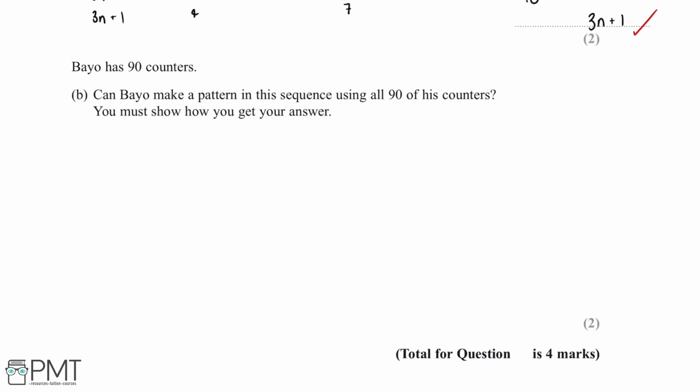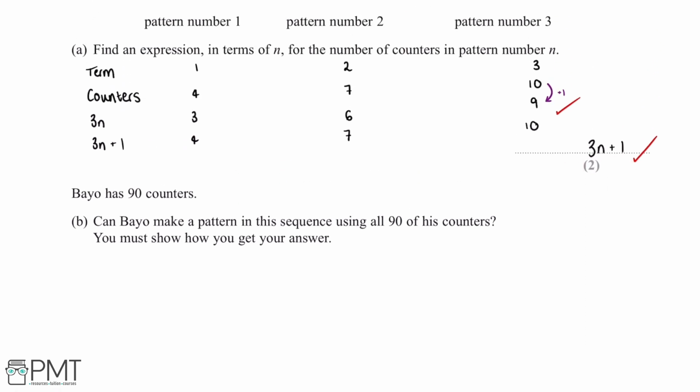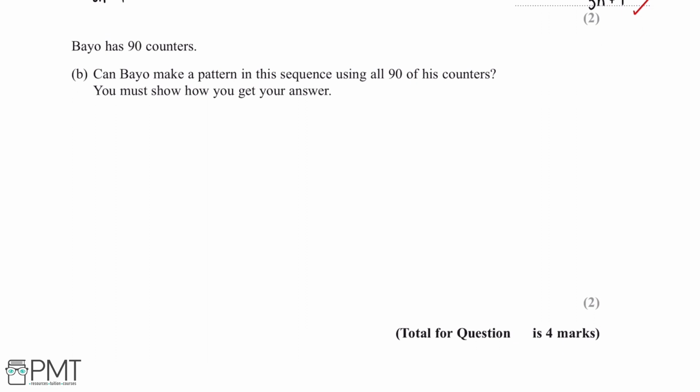Bayo has 90 counters. Can Bayo make a pattern in this sequence using all 90 of his counters? You must show how you get your answer. So the term that we worked out in part A of this question was 3n plus 1. So we want to know whether 90 is one of the terms of 3n plus 1.